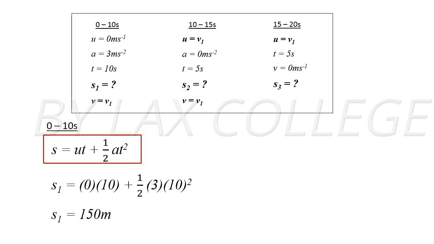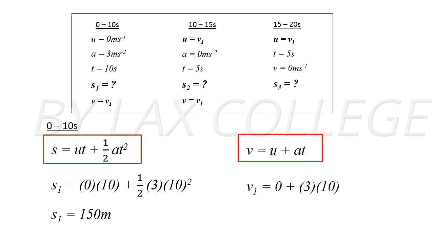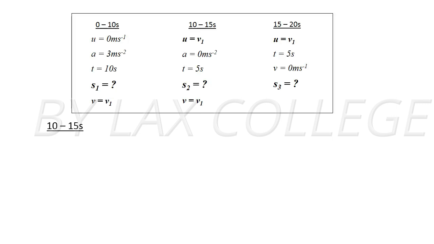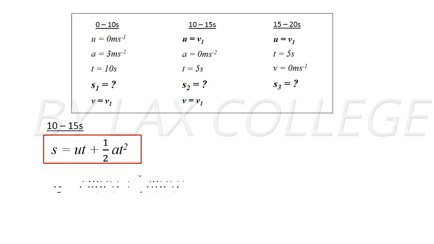Don't forget, we need to find V1. So you can use the formula v equals u plus at. And then again, we substitute the values. V1 equals 0 plus 3 times 10. And you get the value of V1 as 30 meters per second. Now for the second stage, 10 to 15 seconds, we can use the formula S equals ut plus half at squared. And so S2 is 30 times 5 plus half times 0 times 5 squared. So we get the S2 value as 150 meters.